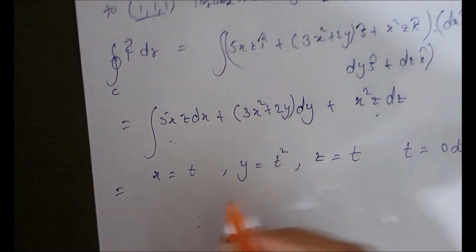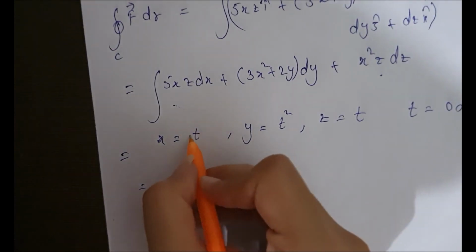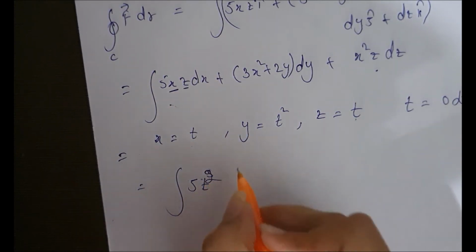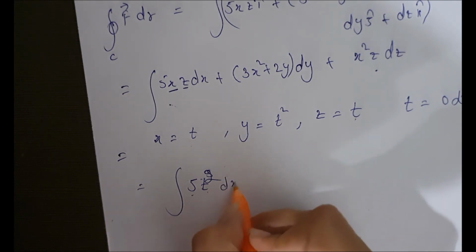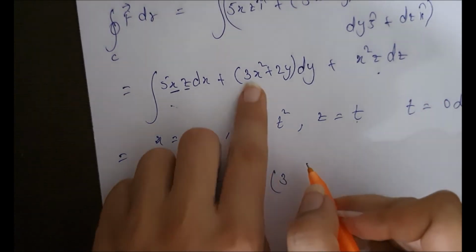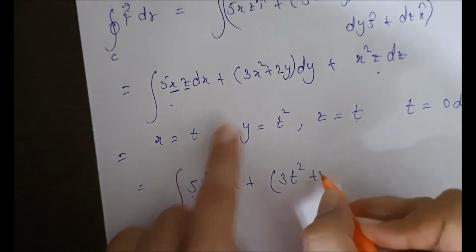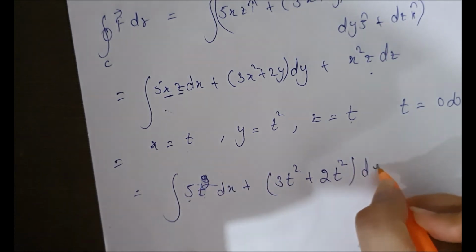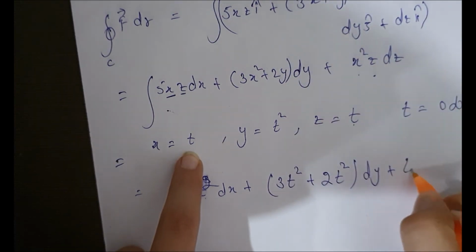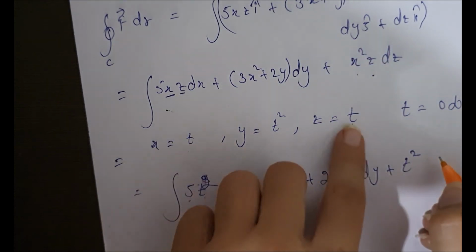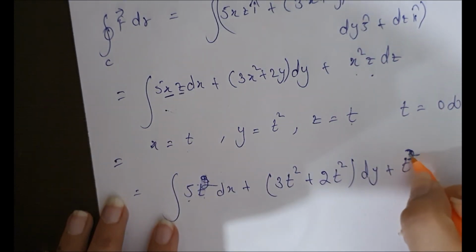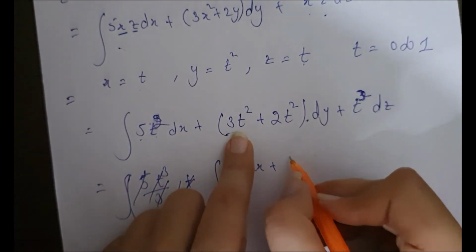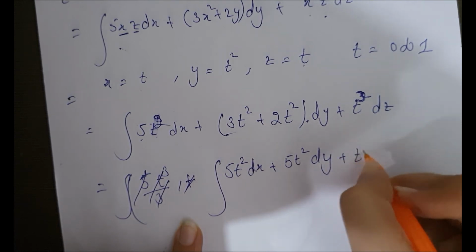Now put this value here, it will be 5t cube. Here x and z are t, so it will be 5t square dx plus 3x square, x is t, so it will be t square. The y value is t square, so it will be 2t square dy plus the z value is t, so it will be x square, it means t square, and this t, it means t cube. Firstly solve this. You can integrate it like this, but after solving it, it will be easier. I am doing it like this. You can do as you want to.